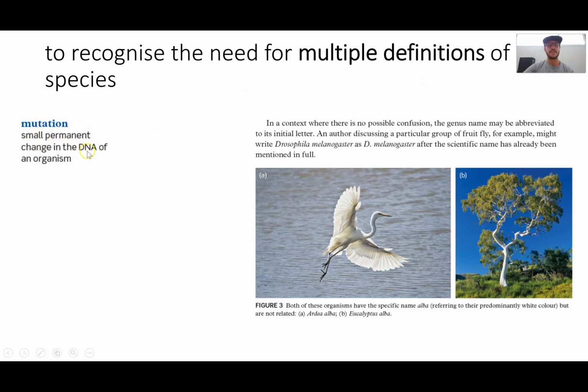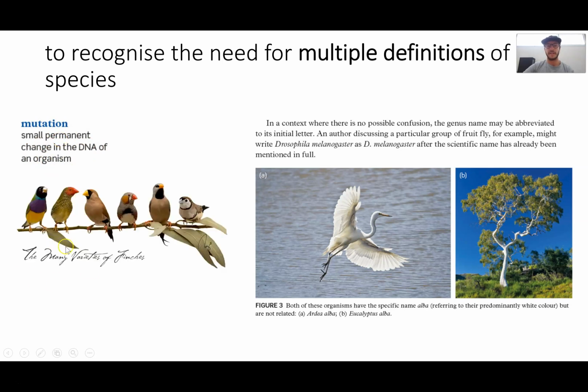A minor part is better examples of why we have multiple definitions, such as a mutation. Small permanent changes in the DNA of an organism are also relevant in this, because if we looked at these zebra finches, for example, or different types of finches here, a golden zebra finch, saw a little, it's called a charm, a group of these guys out at Uluru one time. It was really cool. They were feeding on a local little waterhole.